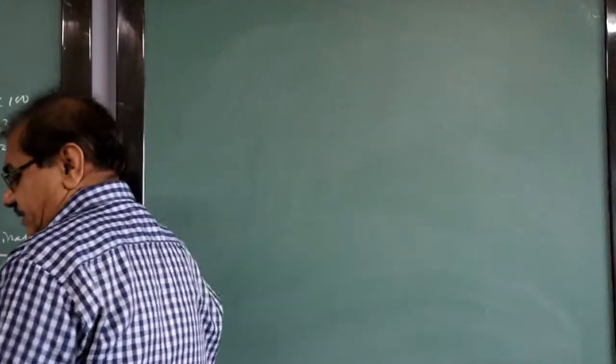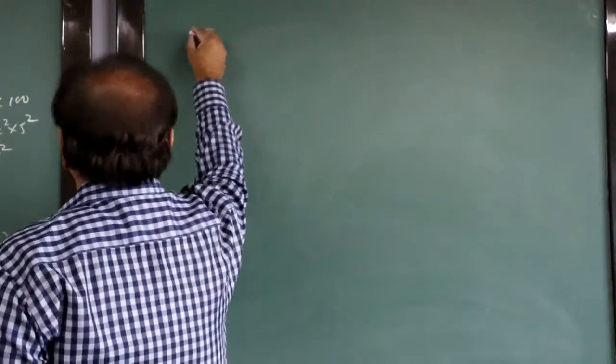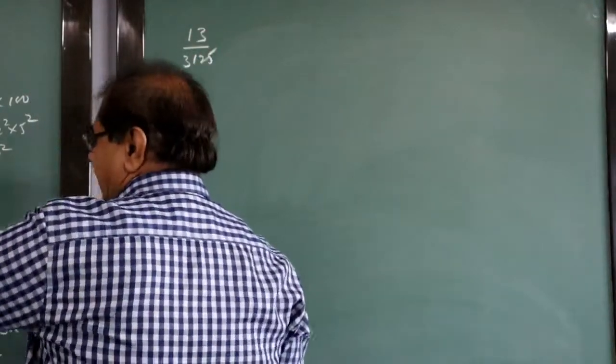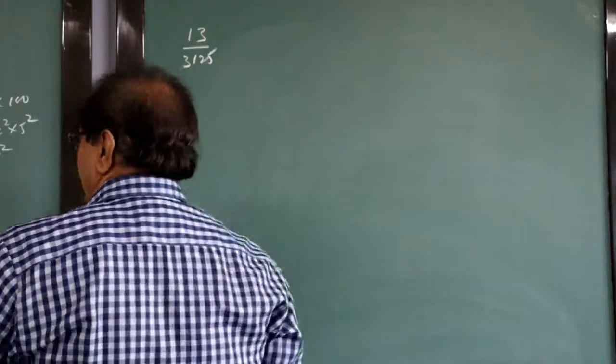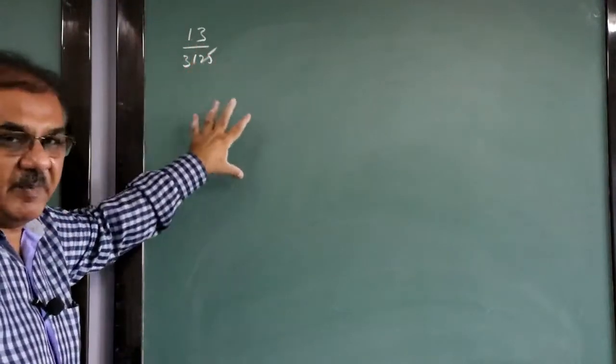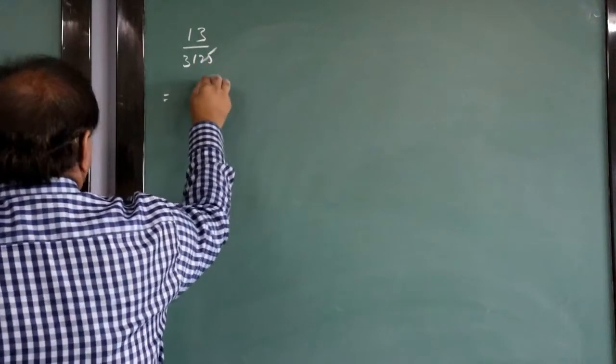Now in the previous examples we saw 13 upon 3125. It had a terminating decimal expansion. So we have to find that terminating decimal expansion for this. So how much have we done previously?